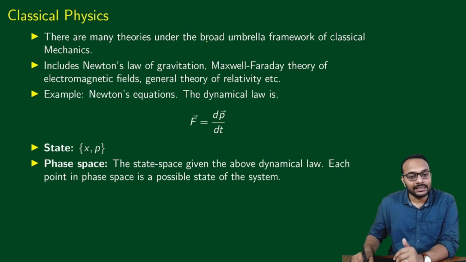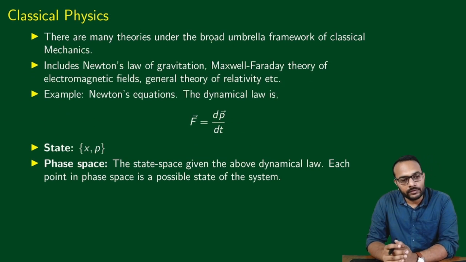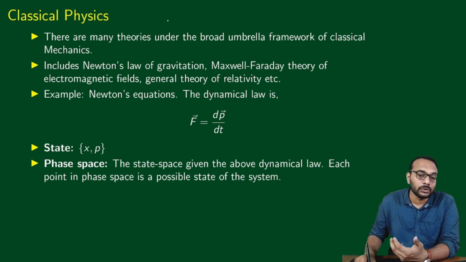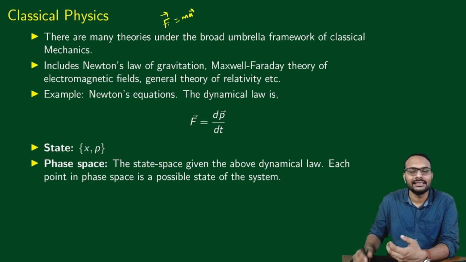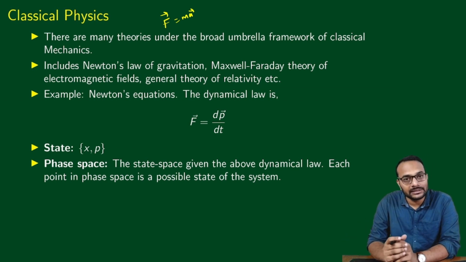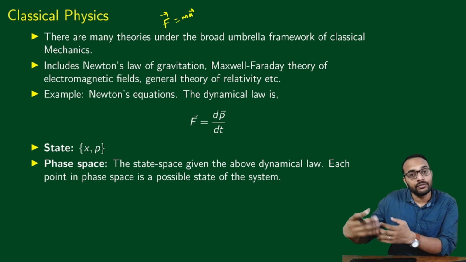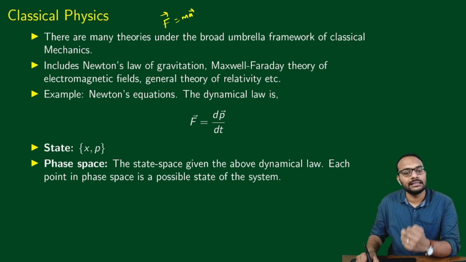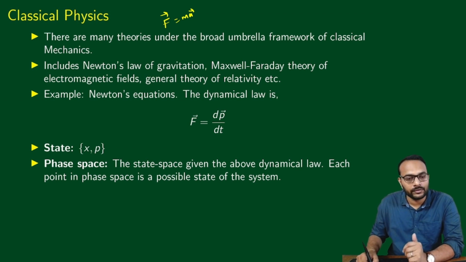Now, there are many theories under the broad umbrella framework of classical mechanics. For example, Newton's law of gravitation. If you look at Newton's second law, F equal to ma, it is actually agnostic about what the forces are. It doesn't talk about what kind of forces exist in nature. For that we have got specific theories. For example, Newton's law of gravitation, it's a theory within the framework of classical mechanics.